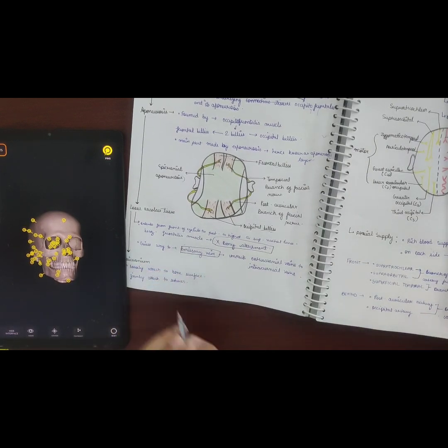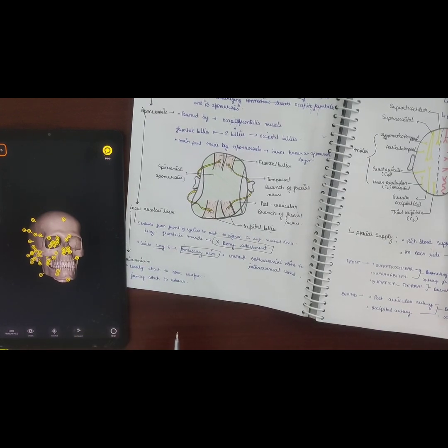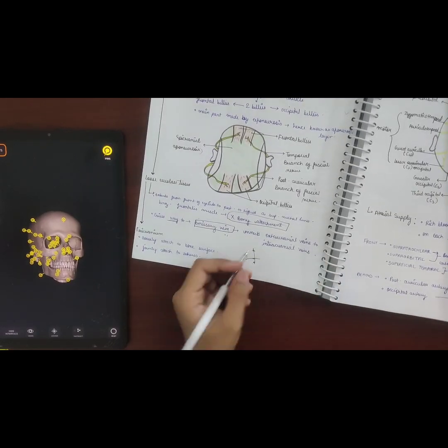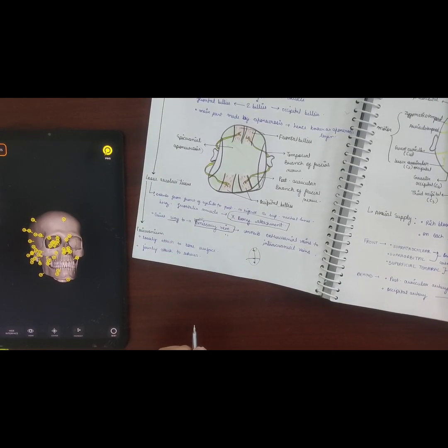These veins are present in the loose areolar tissue, and they are responsible for connecting the extracranial veins to the intracranial veins. Okay, and we'll also study the clinical significance of these veins later.